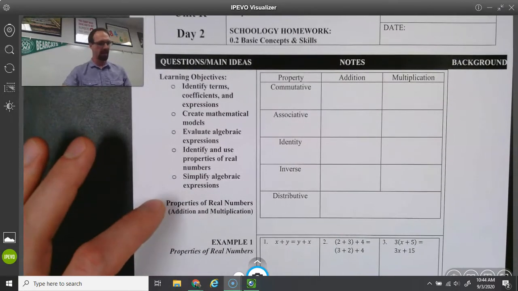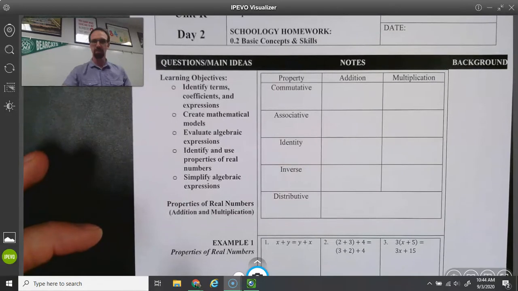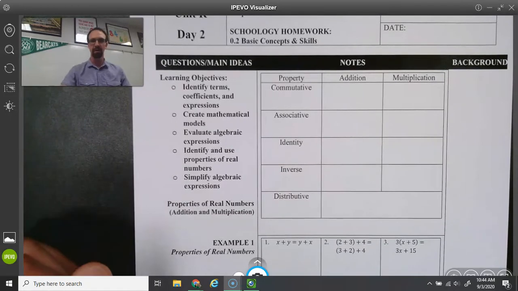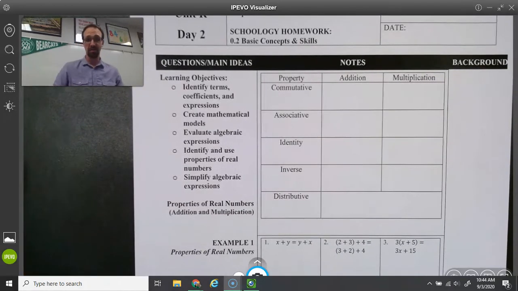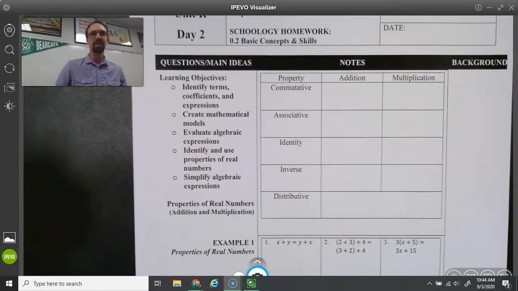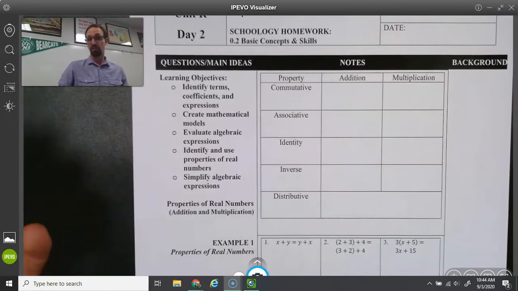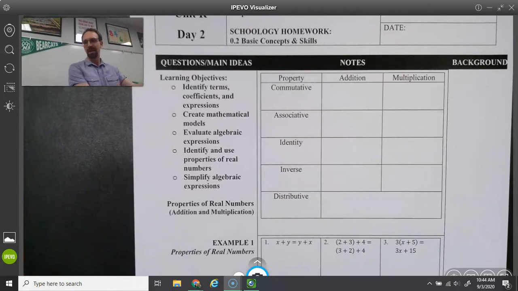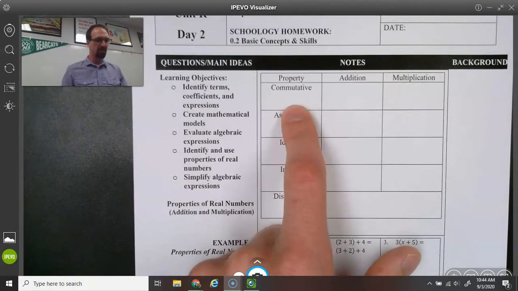When we talk about the properties of real numbers, we're going to be using addition and multiplication. I just want to remind you that subtraction is just inverse addition and division is just inverse multiplication. So most of these can apply in that instance as well. First, let's talk about the commutative property.